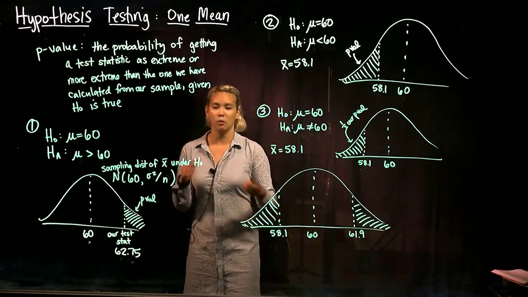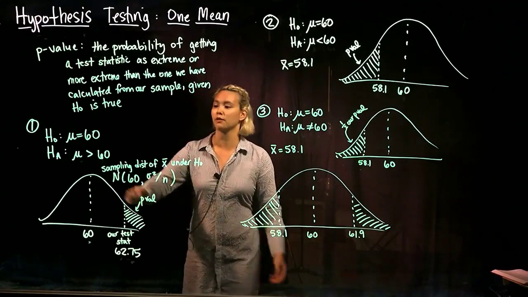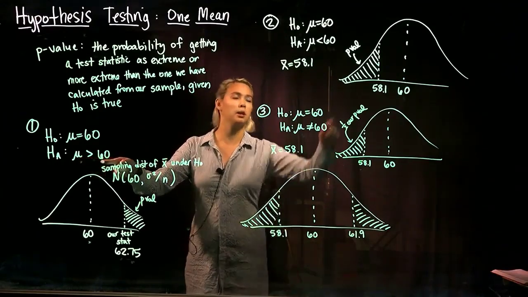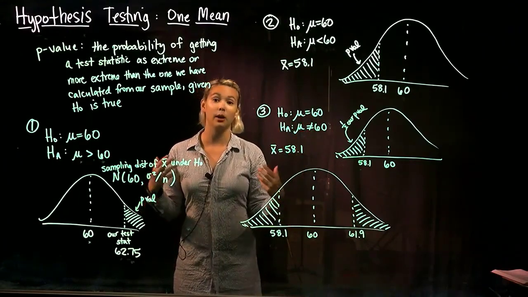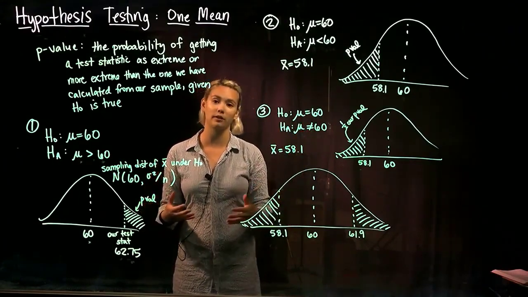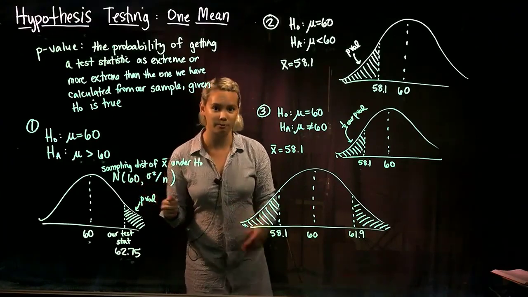All right, so again, we can have three different alternative hypotheses. We could have the parameter greater than some value, the parameter less than some value, or the parameter just not equal to some value. And so we have to pay attention to what our alternative hypothesis is, because that defines how we calculate our p-value.